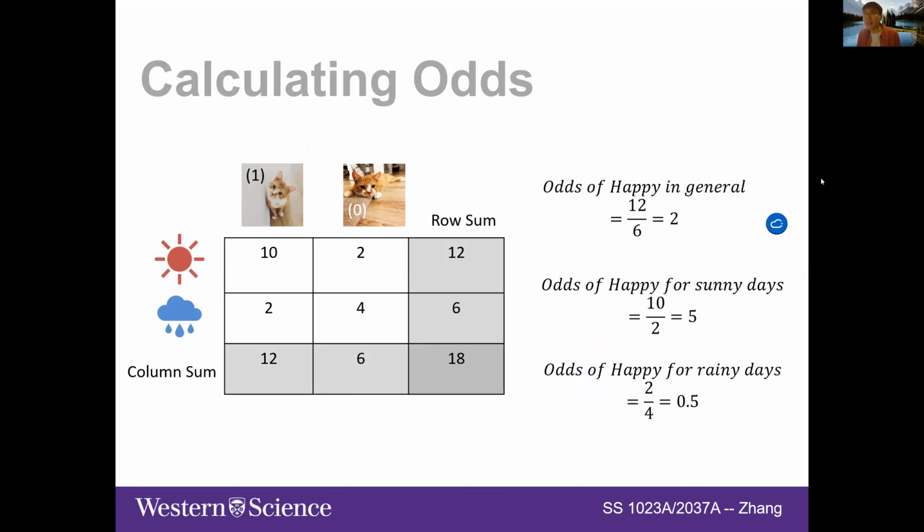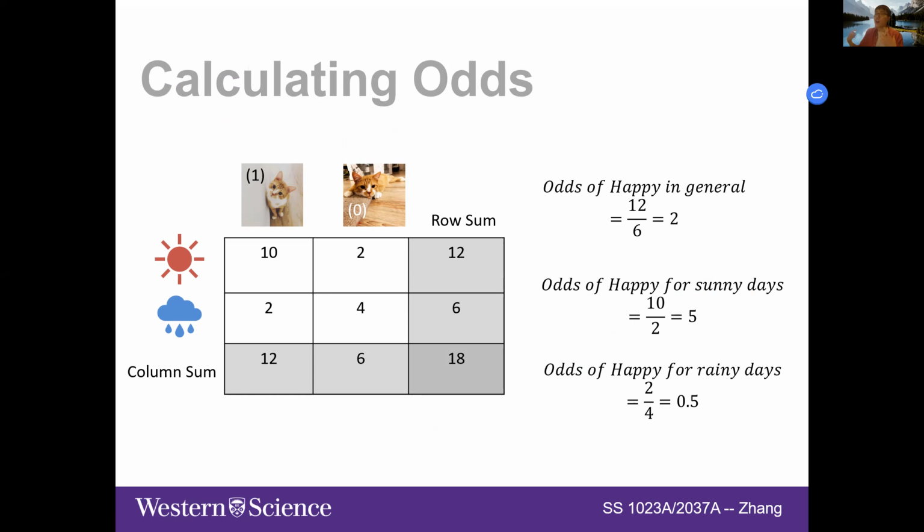Similarly, for odds, we can also define our general odds as well as our conditional odds. In general, we only look at the marginal distribution. So say, what's the odds of being happy for Cheeto? Then we just look at the marginal distribution of being happy.